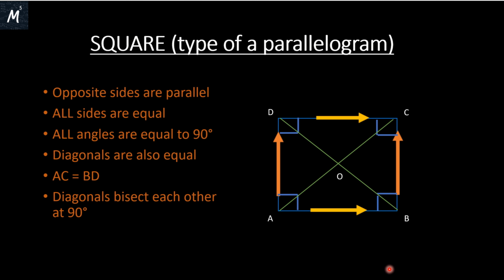Diagonals bisect each other at 90 degrees. So OA is equal to OC, OB is equal to OD, and the angle formed at the center is 90 degrees. So in a square, diagonals bisect at 90 degrees, but in a rectangle, diagonals do not bisect at 90 degrees, they just bisect each other.